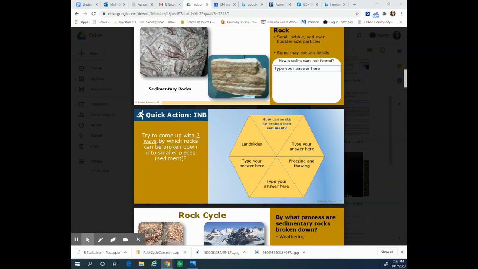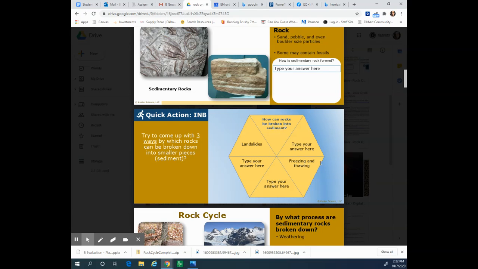Try to come up with 3 ways by which rocks can be broken down into smaller pieces known as sediment. So landslides. How can rock be broken down into sediment? With landslides, you're going to put your answer right here for landslides.